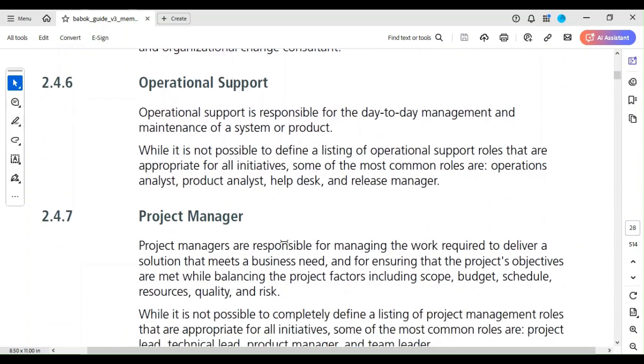Operational support. Operational support is responsible for the day-to-day management and maintenance of a system or product. When the solution is live, those are the people using it already. While it is not possible to define a list of operational support roles that are appropriate for all initiatives, some of the most common roles are operations analyst, product analyst, help desk, and release manager.